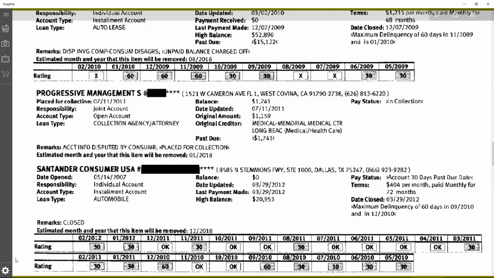Now, why is it so important for you to break this credit report down before you start disputing? Well, you need to know what's going on. You need to know what you are disputing. You can't just go in there and start disputing blind. But where does it start? It first starts with the credit analysis.